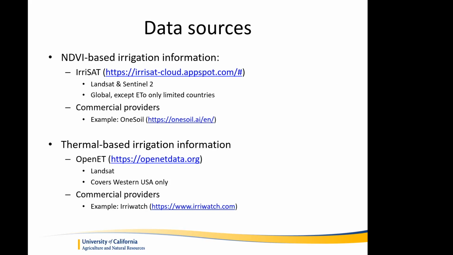Okay, and just my final slide here, to show you where some of this information can be available. The IRRISAT website, and there are some commercial providers of similar NDVI data like OneSoil. For the thermal-based irrigation information, the OpenET website here. There are also some commercial providers of similar data like IrriWatch, for example.